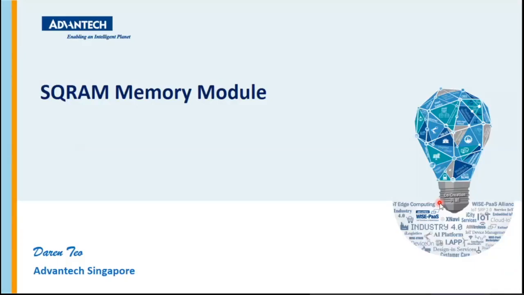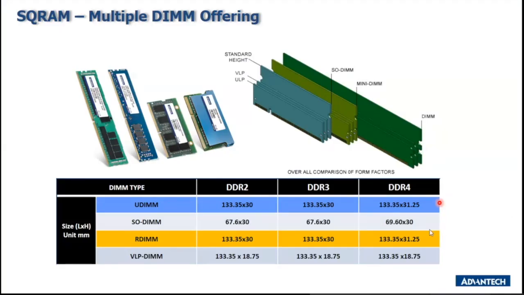Okay, next I will share with you our SQRAM memory solutions. Advantech SQFlash offers a comprehensive range of products, including the unbuffered DIMM, SO-DIMM, ECC DIMM, server and ruggedized DIMM with the speed from DDR2, DDR3 to DDR4. This one is pretty standard in the market, the form factors and the type of the speed is also quite common.